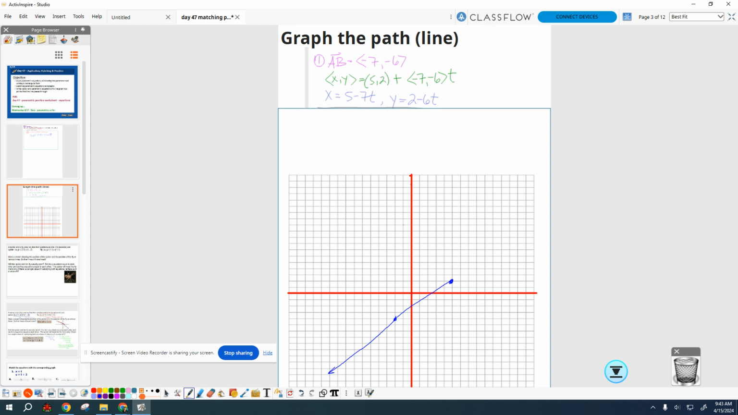Could I have time in the past? Could something have happened 1 second ago? Yeah. So where was it a second before? Somewhere on that line. That's one way to describe the coordinates, or the path.